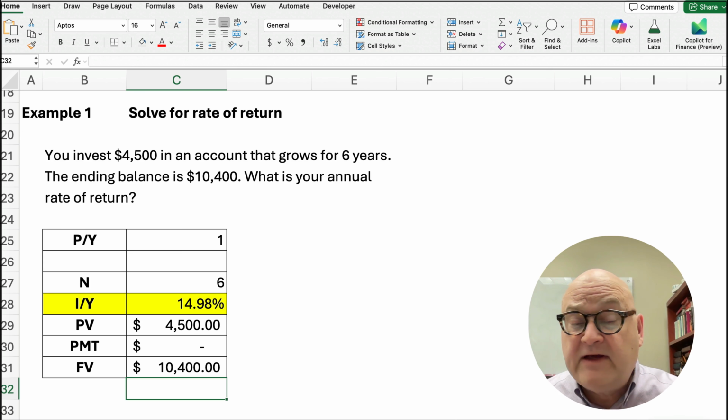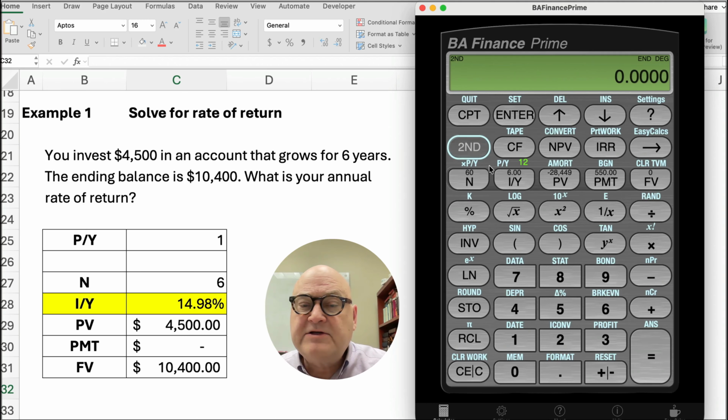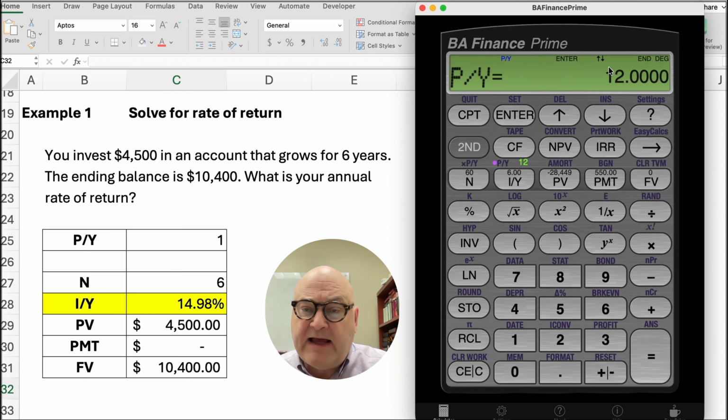So what we want to do is let's compare it to the calculator. Okay, on our calculator, here's what we want to do. We want to enter the periods per year is 1. So I'm going to do the second function, periods per year. My last problem was a monthly problem. So I'm going to make this 1 and then enter at the very top. I'm going to clear out because I'm in a menu. And then I need to enter everything, including the 0. So 6 is in. Do 6 and then hit N.